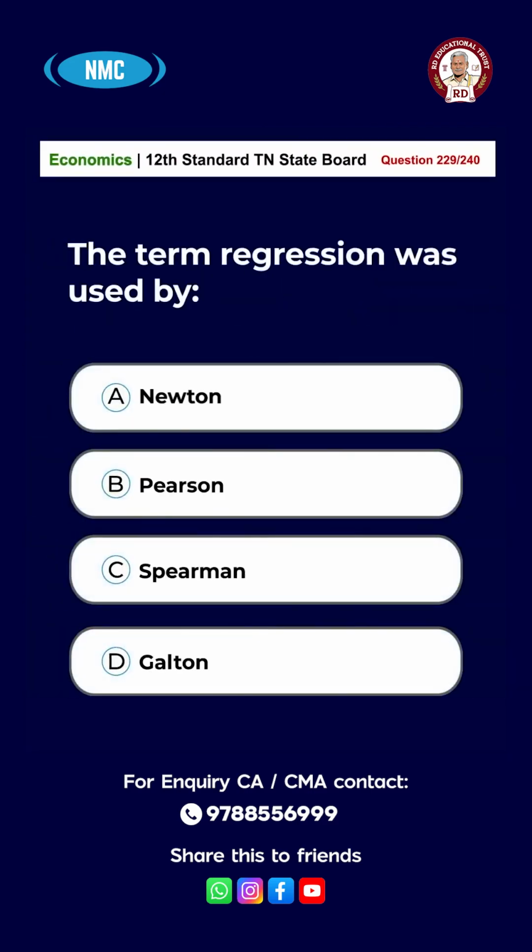Question number 229. The term regression was used by A. Newton. B. Pearson. C. Spearman. D. Galton. And the answer is option D, Galton.